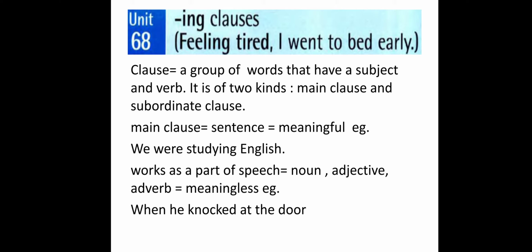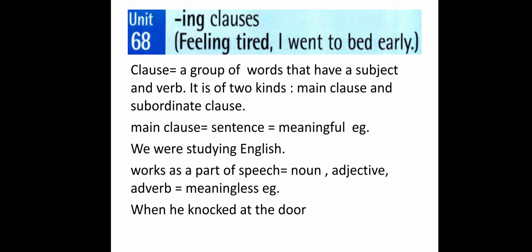Clauses are groups of words that have a subject and a verb. They can be classified into two kinds: main clause and subordinate clause. A main clause can stand alone and give a complete meaning. That's why it can be called a sentence. For example, we were studying English. This is a complete sentence. It can be called a main clause, or an independent clause.